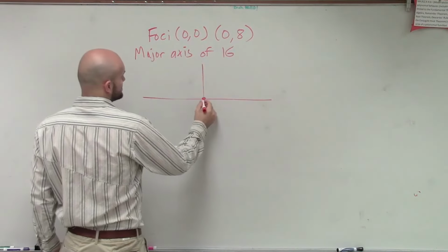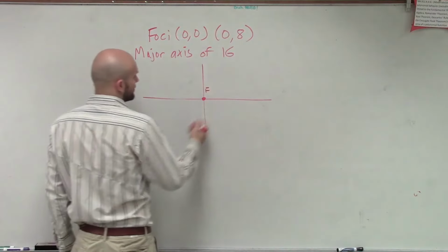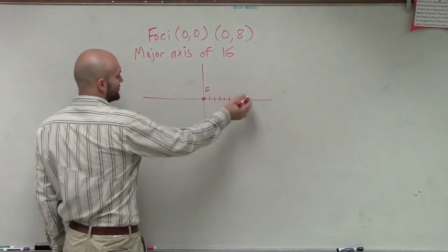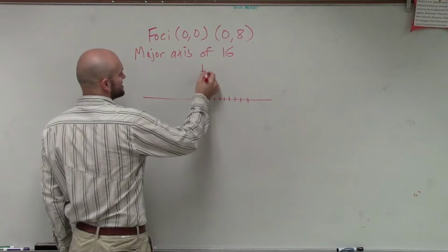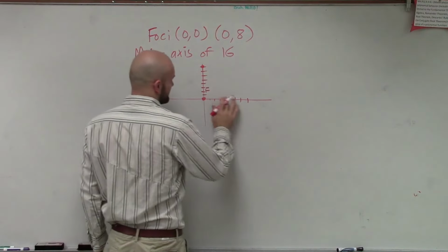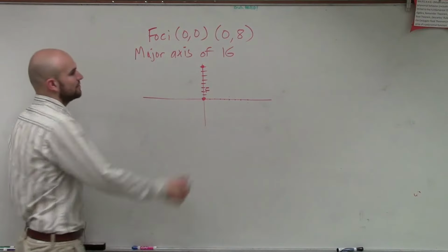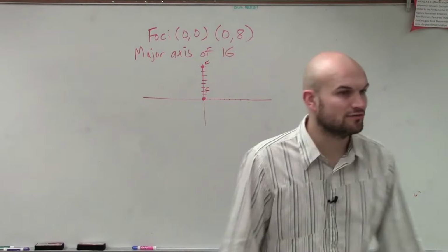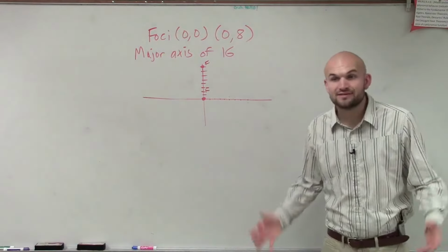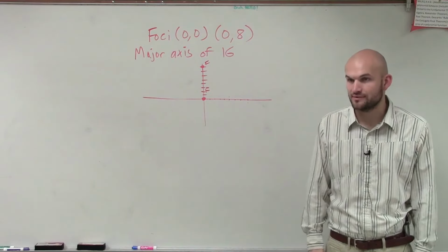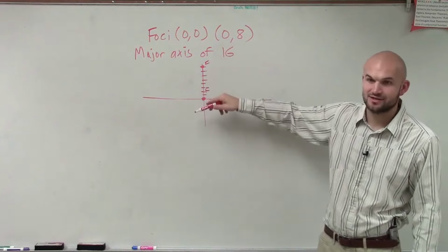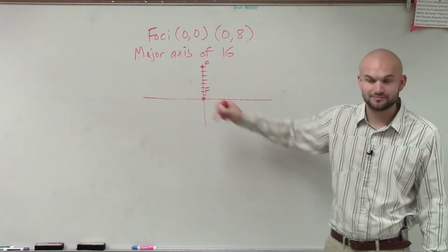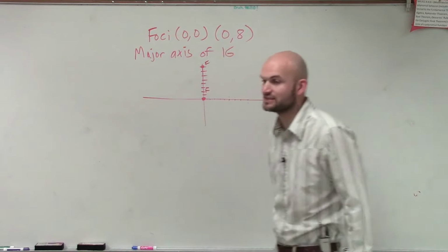So what I have is I plot one focus at (0, 0), and the other one at (0, 8). 1, 2, 3, 4, 5, 6, 7, 8. That's up, not over. 1, 2, 3, 4, 5, 6, 7, 8. So we have two foci, right? Now, knowing your understanding of ellipses, remember our foci have to lie on our major axis. So therefore, here is our major axis. Is our major axis going to be vertical or horizontal? Vertical, right?